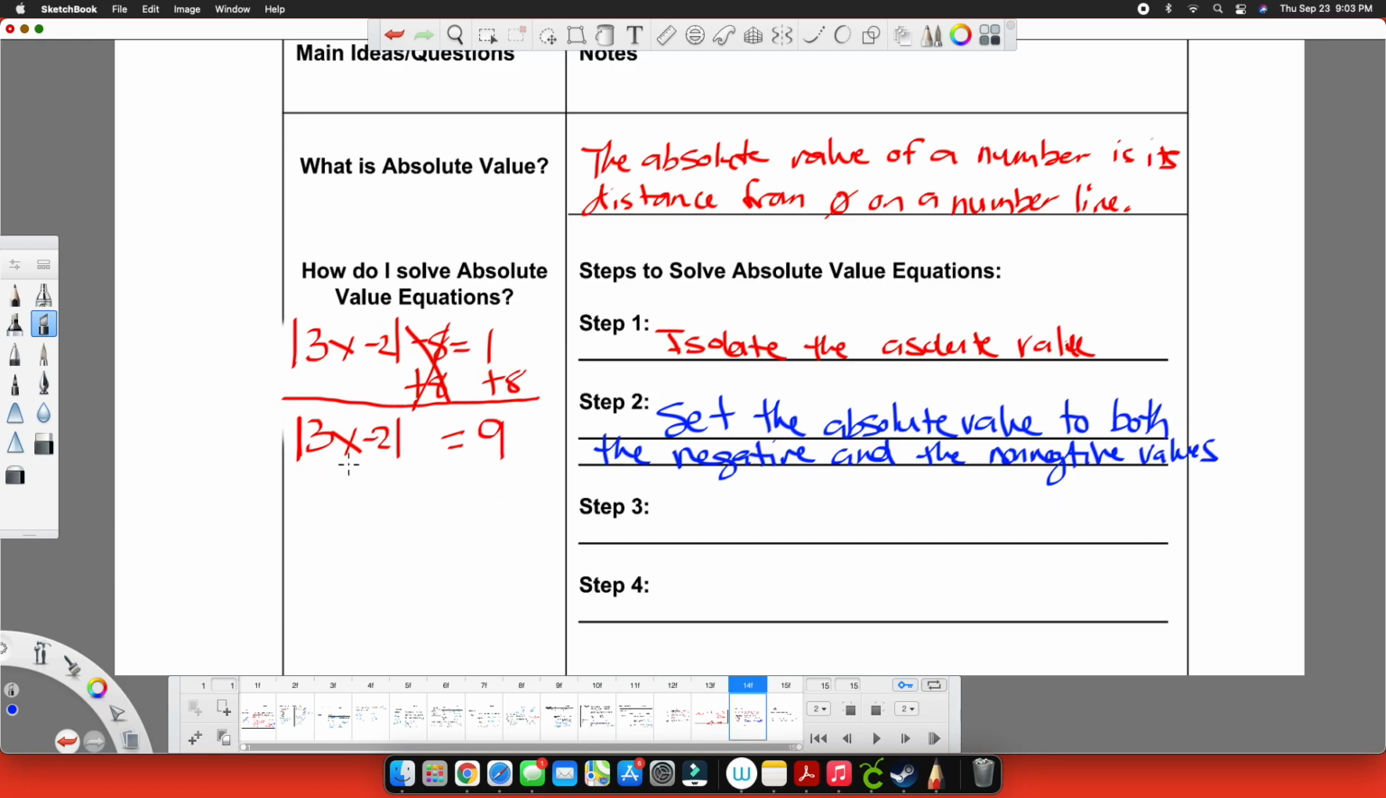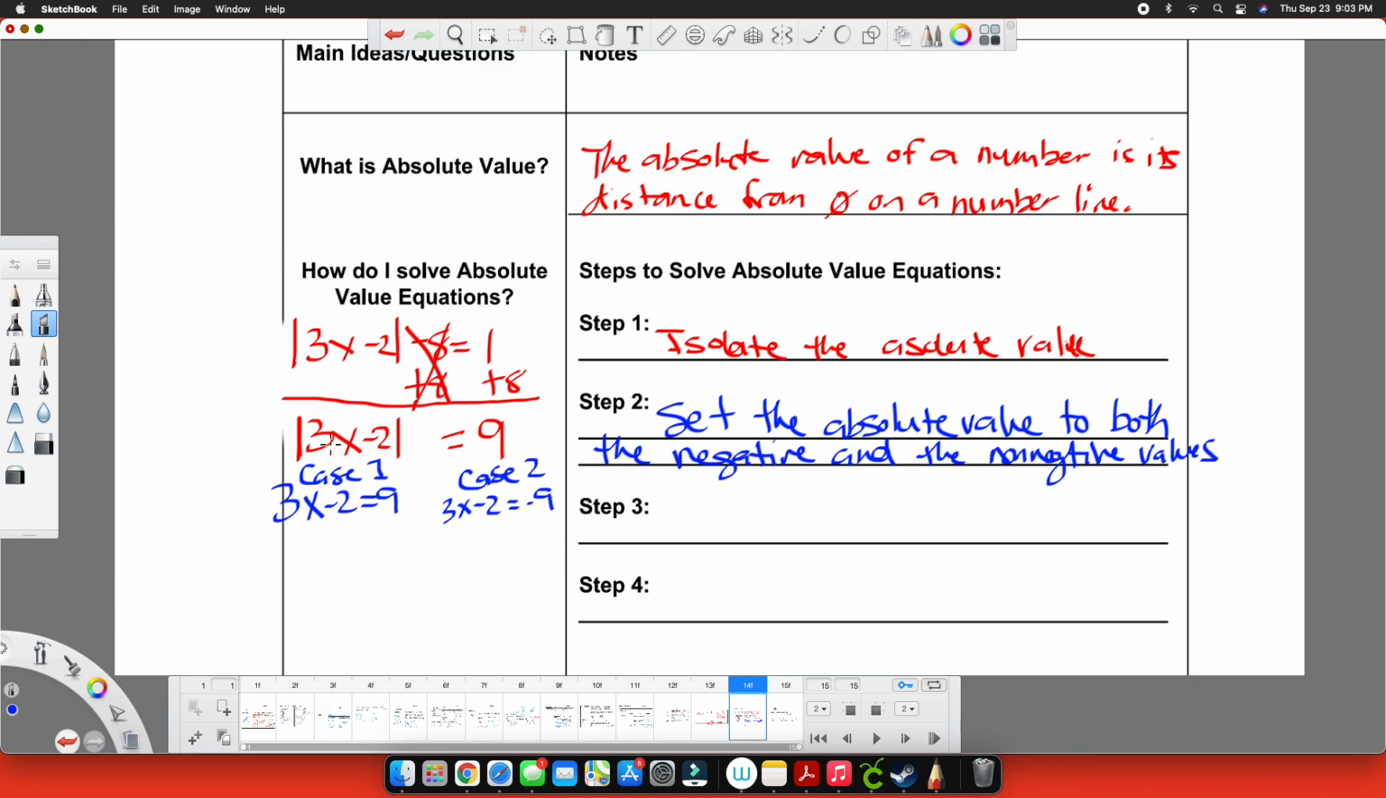So I'm just going to drop these absolute value bars, and I have 3x minus 2 equals 9. This is case number 1. And then I should have case number 2, which goes in the opposite direction. This went right. Now I'm going to go left. So I have 3x minus 2 equals negative 9. Case 2 should always be the negative 9.